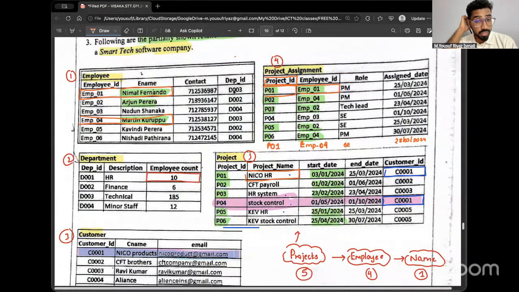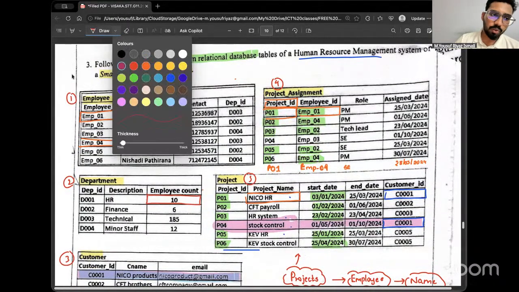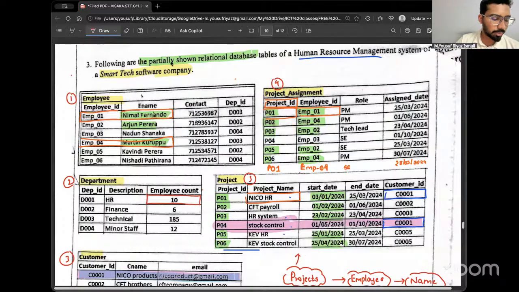Now there are two assumptions I had to make for this question. Based on the two assumptions, I have two different answers. Assumption number one: mostly, if you take companies, one employee is going to work only in one role. Like one employee will have one role in one project.